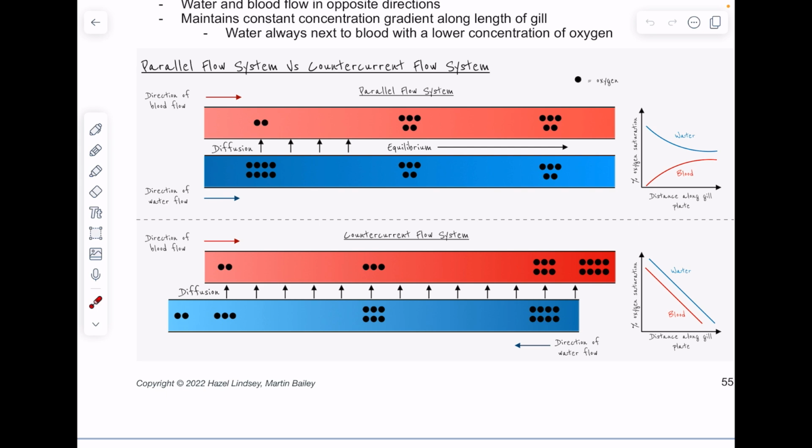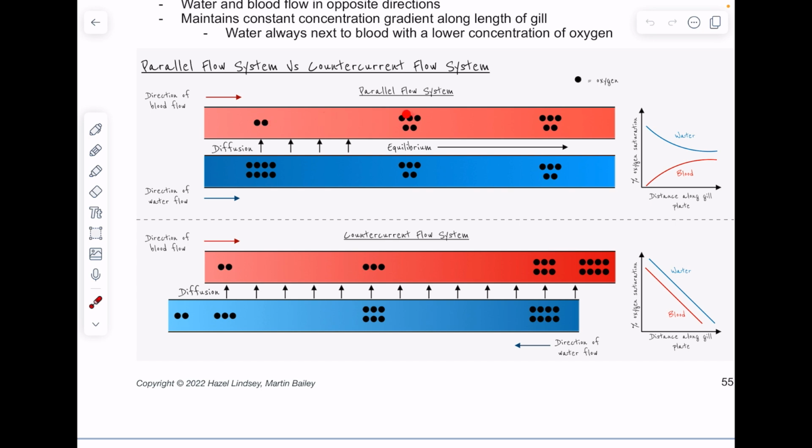So we'll take each of these circumstances in turn so that we can understand why the countercurrent flow system ensures that much more gas exchange can occur for that bony fish. So in this situation, we know that water entering the fish will have a high concentration of oxygen, as we see here. The blood flowing through the gills, because that oxygen has been used by the fish in respiration, is going to have a low concentration of oxygen. So initially, we can see that there'll be a lot of diffusion of oxygen from that water to the blood.